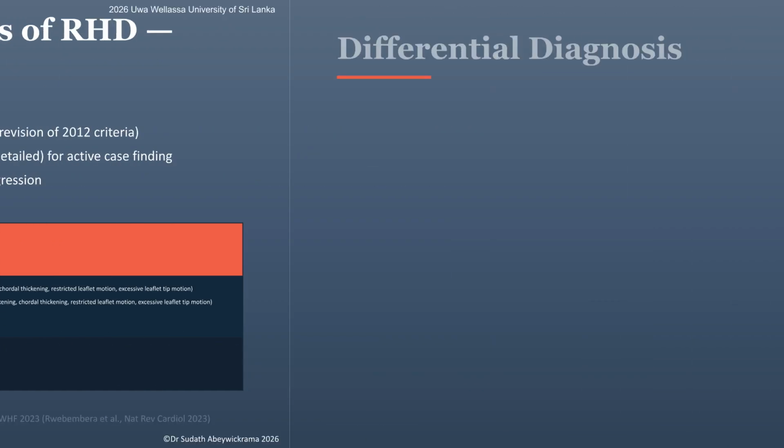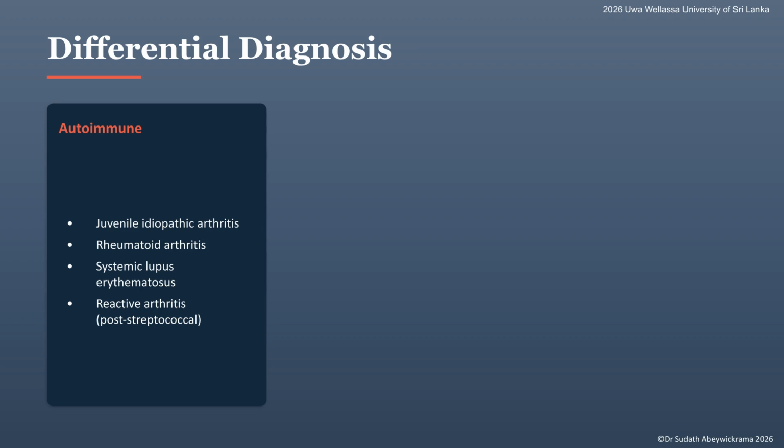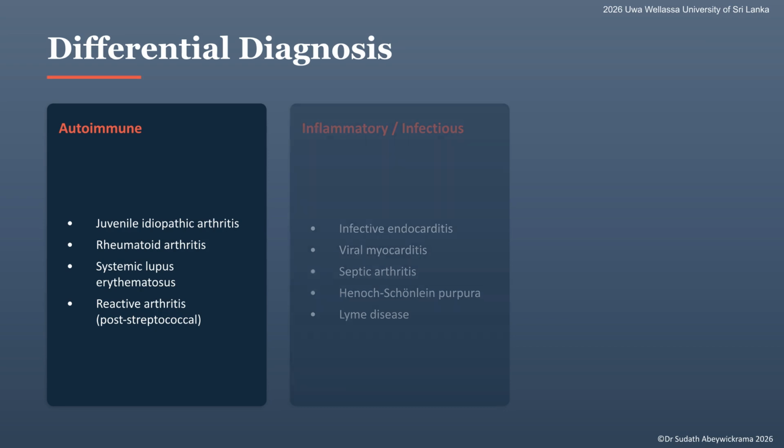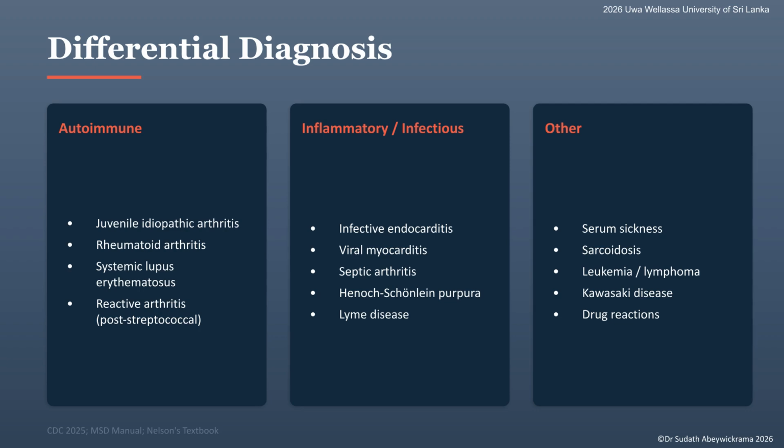and aortic valves. The differential diagnosis for ARF includes several conditions grouped into autoimmune, inflammatory/infectious, and other categories. Autoimmune conditions include juvenile idiopathic arthritis and systemic lupus erythematosus. Infectious causes include infective endocarditis and septic arthritis. Other diagnoses include Kawasaki disease and leukemia/lymphoma.